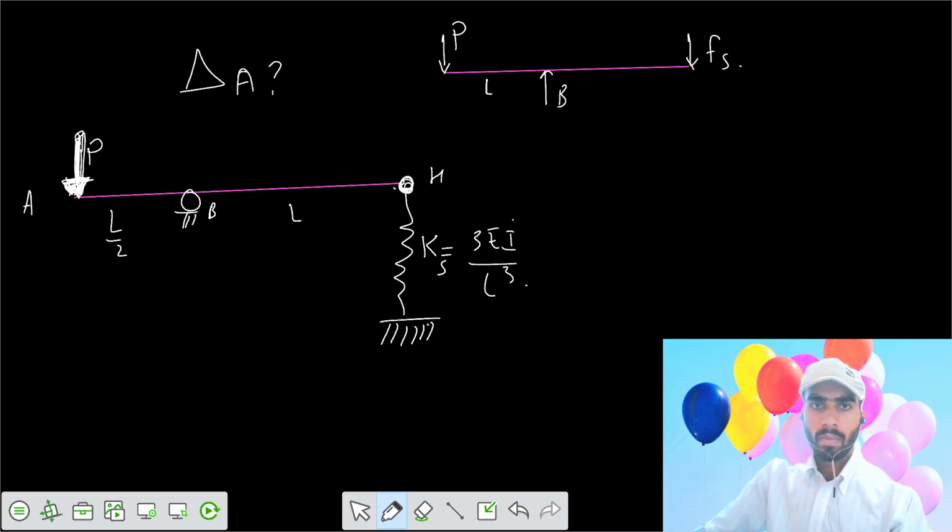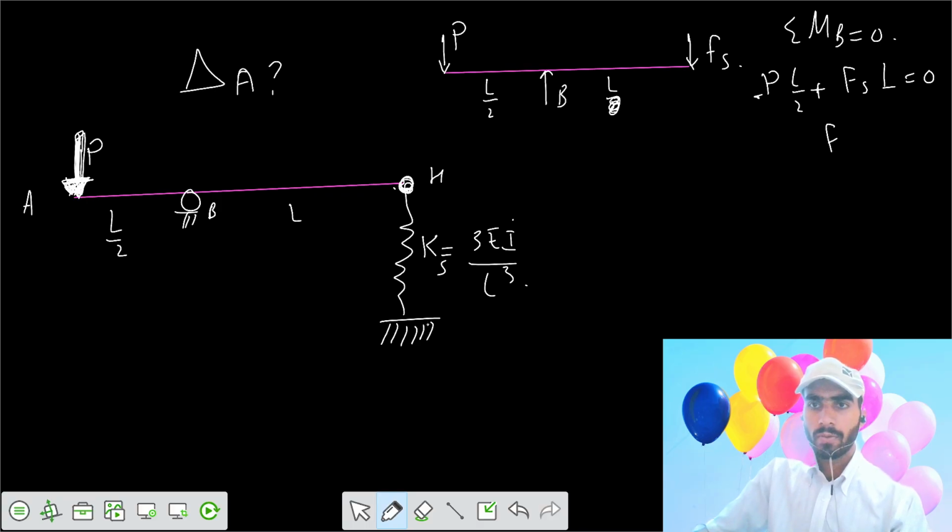By force equilibrium or moment equilibrium, summation of moments at B equals 0. We write P into L by 2, it is anti-clockwise, then plus Fs into L, clockwise, equals 0. That means the force in the spring equals P by 2. P was downwards here, and in the spring it should be upwards. So this is your spring force, here it should be upwards.